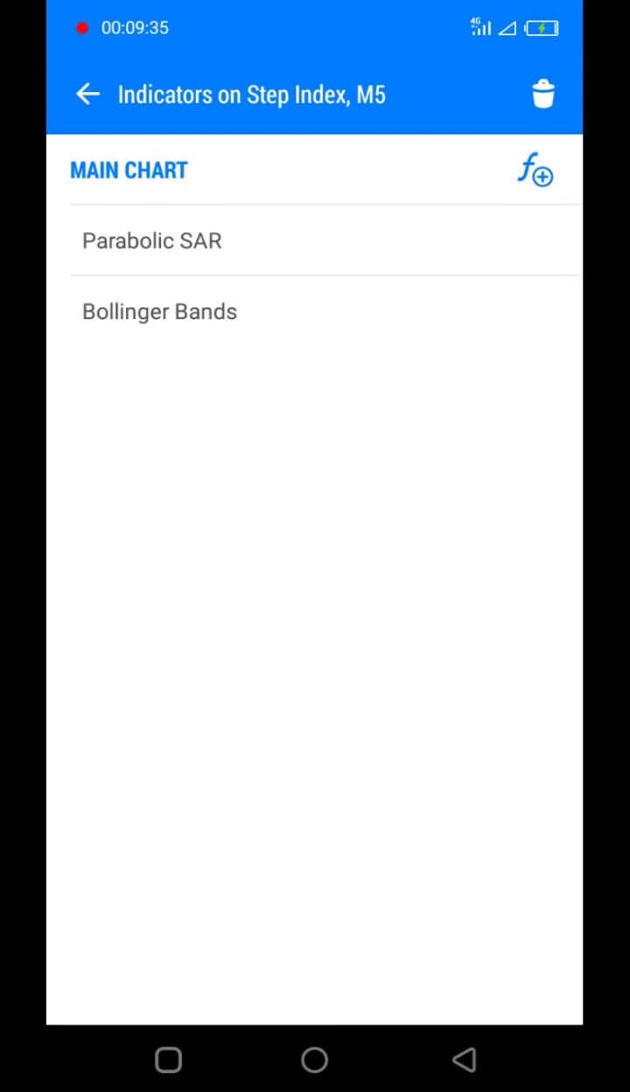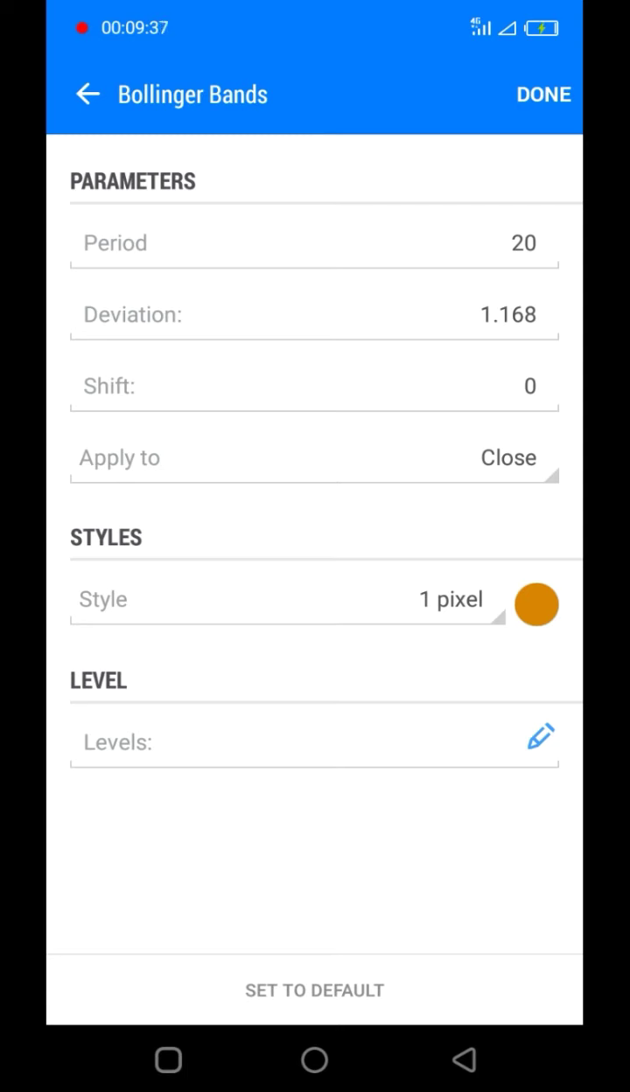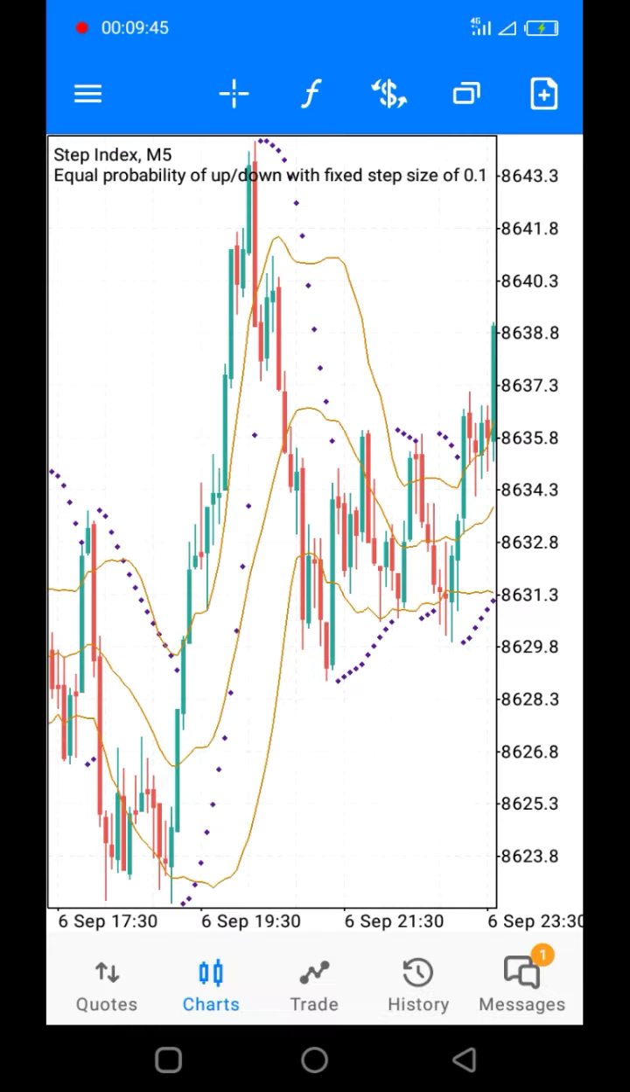Let me show the setup for the Bollinger Band again. Period 20, deviation 1.168, shift 0, apply to close. Pick any pixel of your style. Pick any color that you want. Click done, and then you are done.